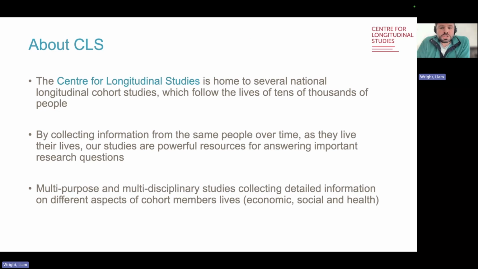The Centre for Longitudinal Studies is home to multiple national longitudinal cohort studies. There's a 1958 birth cohort study, the 1970 birth cohort study, Next Steps, and the Millennium cohort study. Each of these collects data on an array of information across people's lives, but they have each used mixed mode designs in some parts of the studies.